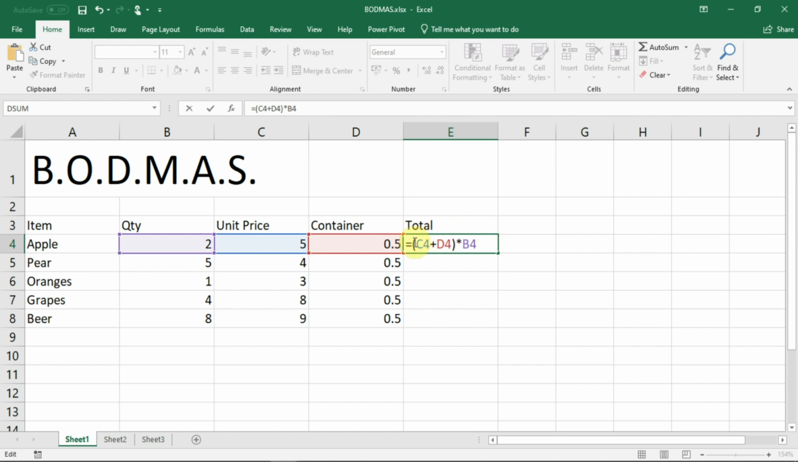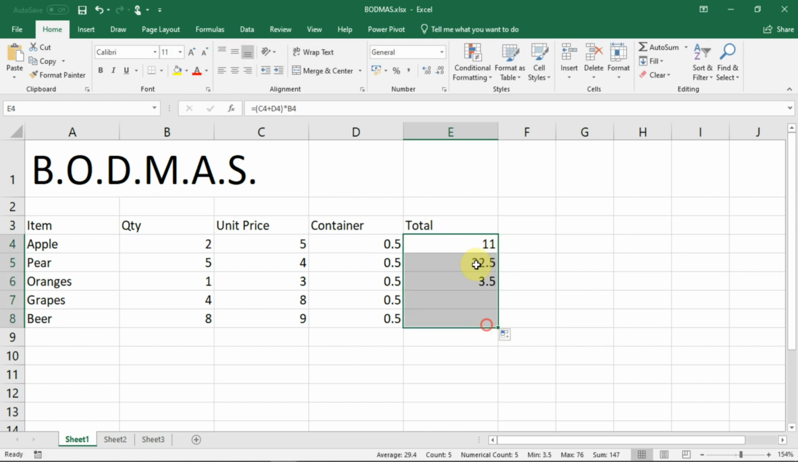So now what will happen when I press enter, it's going to do whatever's in C4 plus D4, so 5 plus 0.5. So that's going to give me 5.5. And then it's going to multiply that by 2. So now if I press enter, can you see it gives me 11?